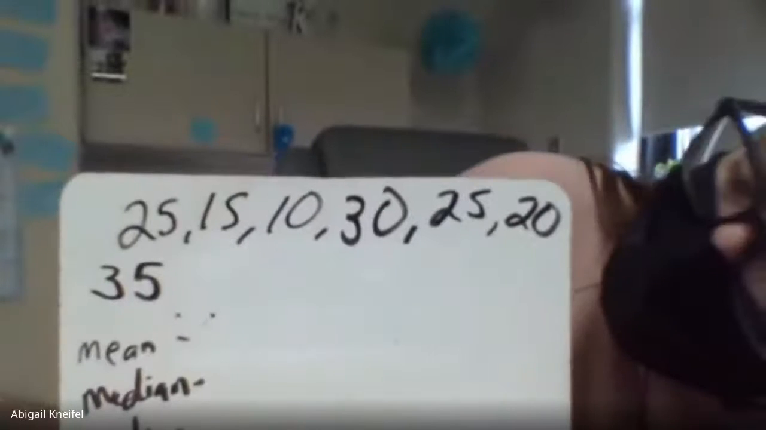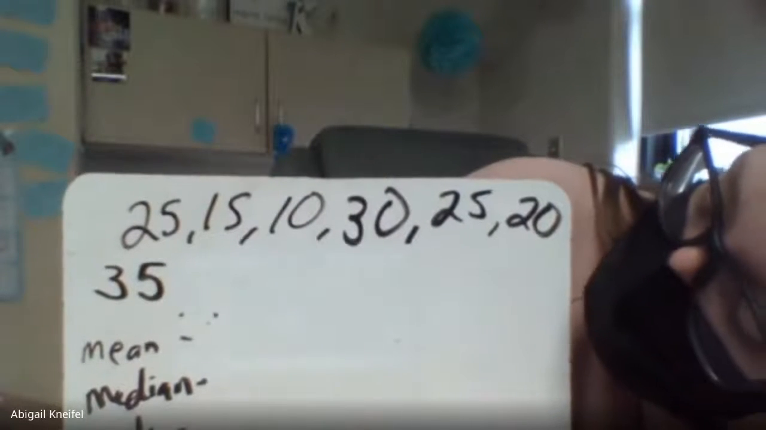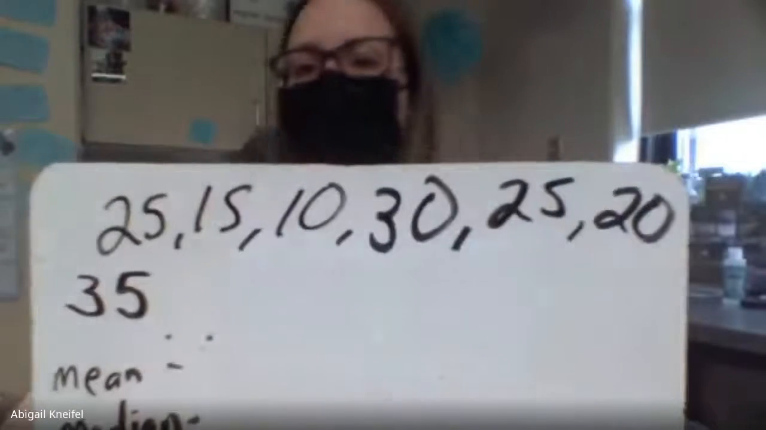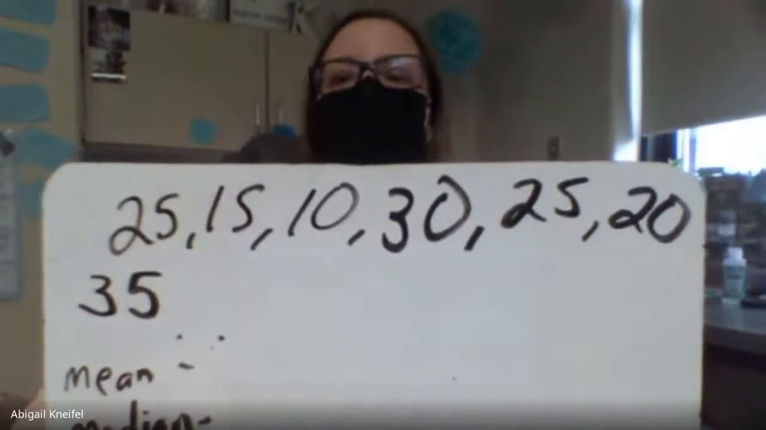All right, first question. Mean, median, mode, and range. You're going to find the mean, median, mode, and range for the following numbers: 25, 15, 10, 30, 25, 20, 35. You are finding the mean, median, mode, and range.